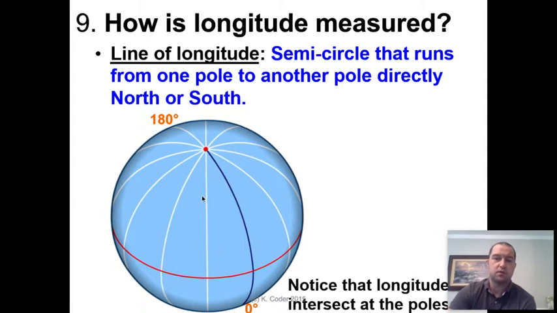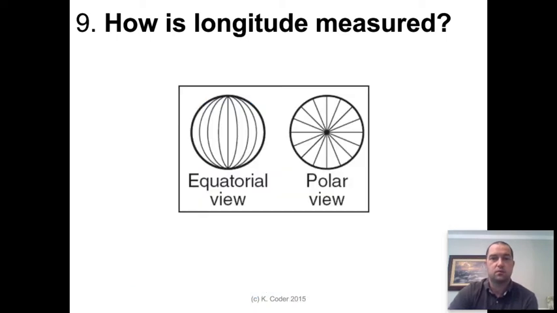So in this picture, notice how it goes from the North Pole all the way to the South Pole, and that they intersect at the poles. So the space between them at the poles is smaller than it is at the equator. And here is a view that looks like an orange peel, and from the top it looks like a tire wheel where they're all intersecting at the center.